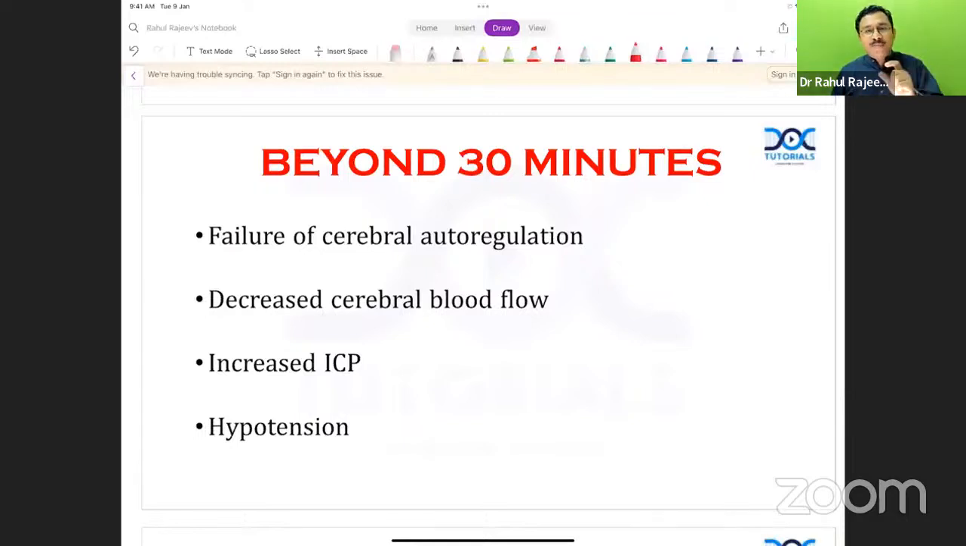But once it goes beyond the T2 time period, what happens is that there is a failure of the cerebral autoregulation. There is a decrease in the cerebral blood flow. There is an increase in the intracranial pressure, and the patient might go to hypotension. So these are the problems that can happen once you cross the 30-minute time window.